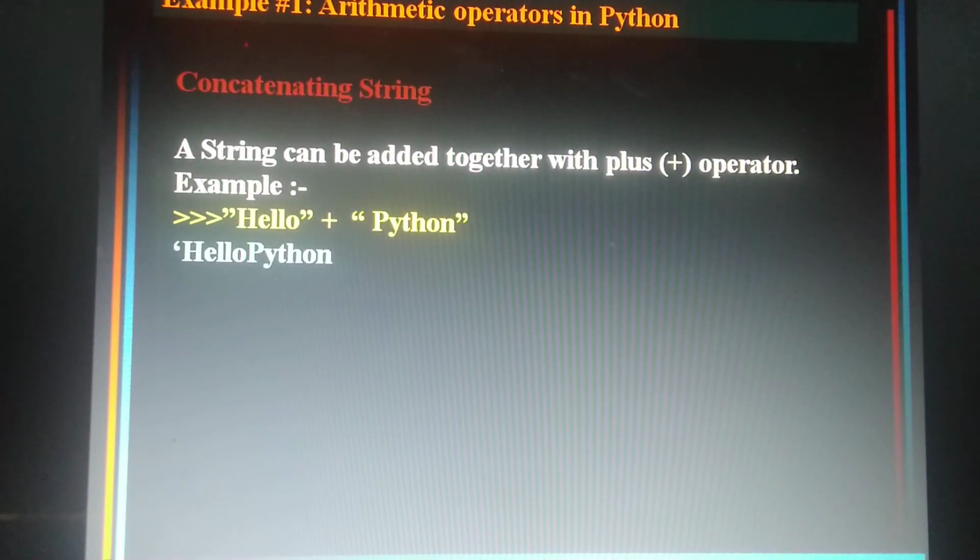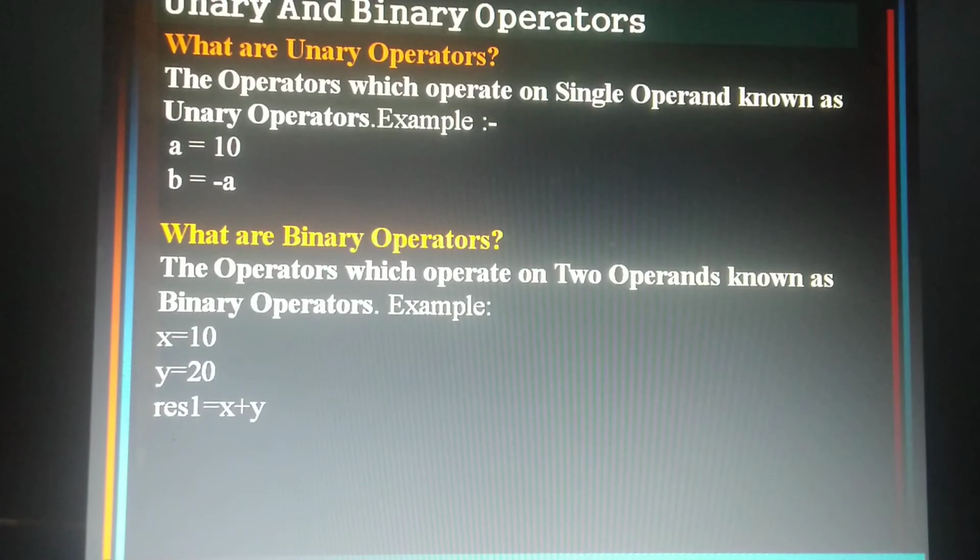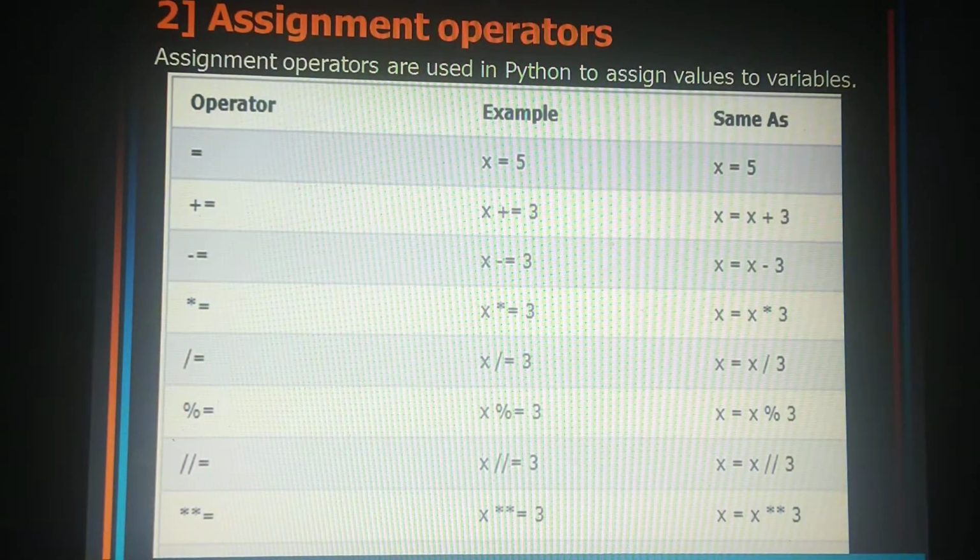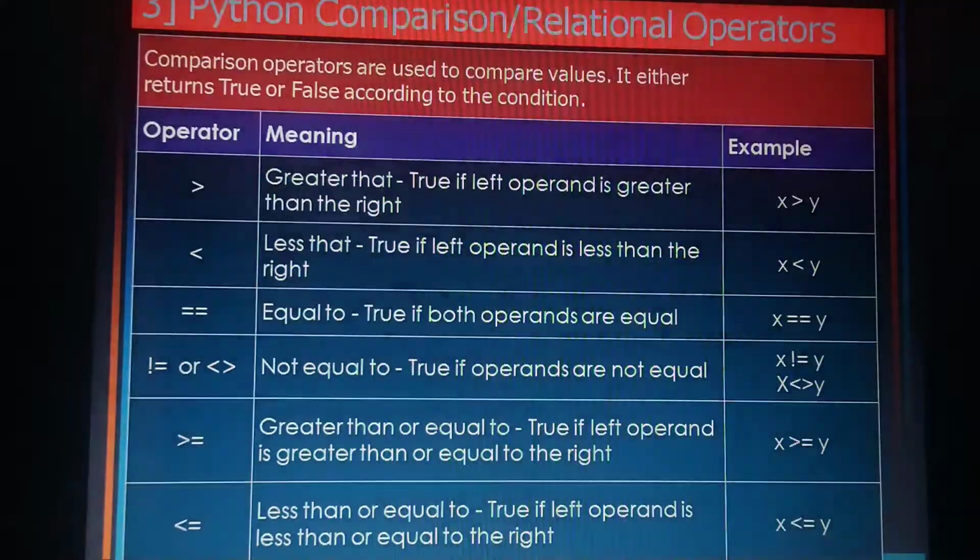Now concatenating. When the plus sign is used to combine two strings, it just joins these two strings, like hello plus Python. So the result is hello Python without any space. Unary and binary operators: an operator which operates on a single operand is known as a unary operator, and a binary operator requires two operands. Assignment operators are very easy.